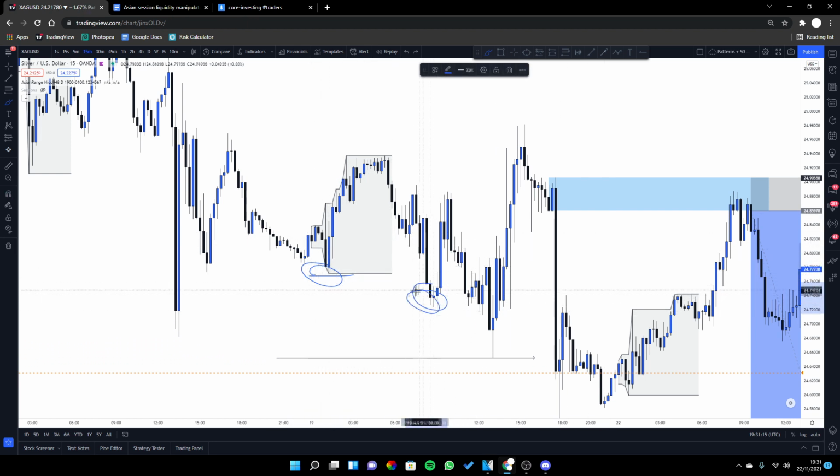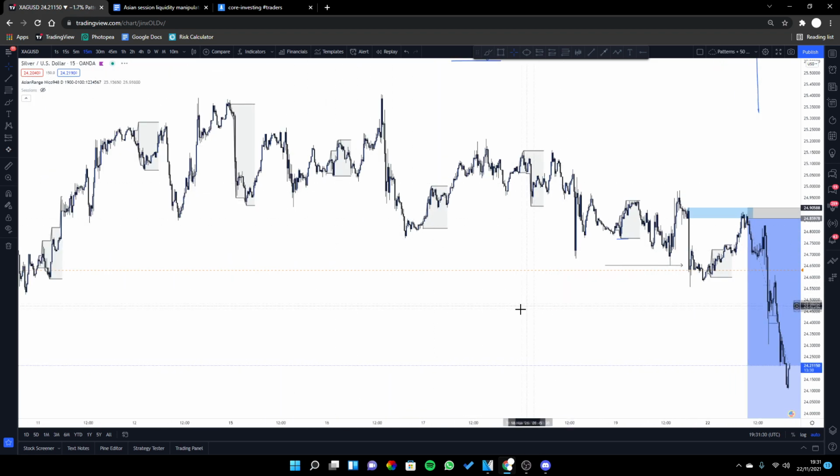That low gets taken by this little move downwards, and then we have this high. This high gets taken out by this rally upwards. Both the Asia low and the Asia high have been taken out. Then we can start looking to short this market and to go with the trend. And as you can see, trend is clearly bearish, right?